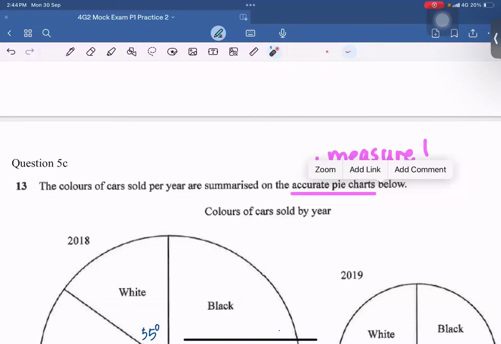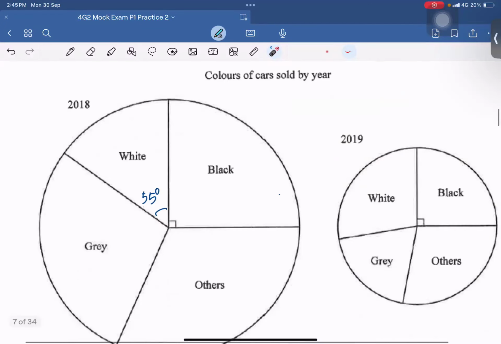Yes, correct. Use the protractor and measure the angle. I literally put my protractor on top of it and measure lah, okay? You got how many? Yes, what happened? If you measure with the protractor, then how do you read? Oh, how to read? I don't know which side is inside or outside.